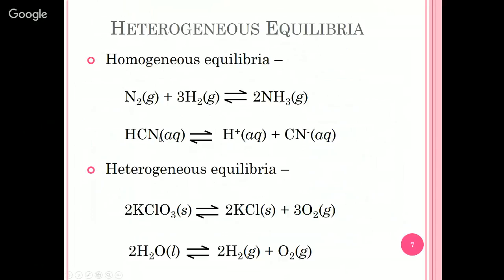Here we have the dissociation of the weak acid cyanic acid, or hydrocyanic acid, and that gives us a proton and the cyanide ion. Heterogeneous equilibria means that we have different states of matter represented. Solid, solid, gas, or liquid, gas, gas. So when we have heterogeneous equilibria, we are only going to include the states of matter which are gases or aqueous. We never include solids or liquids.